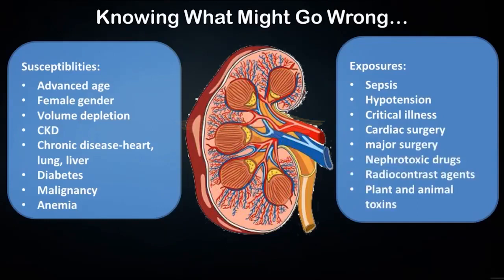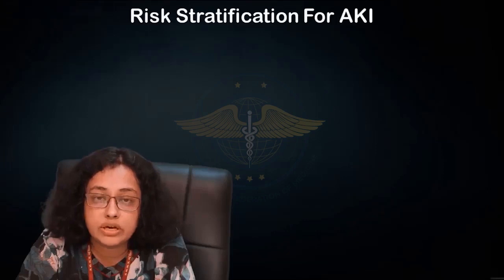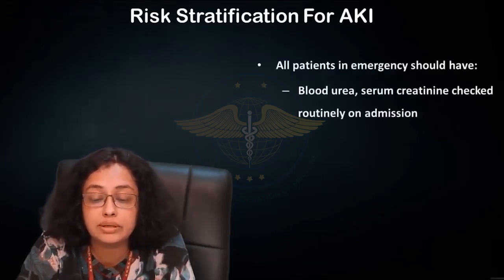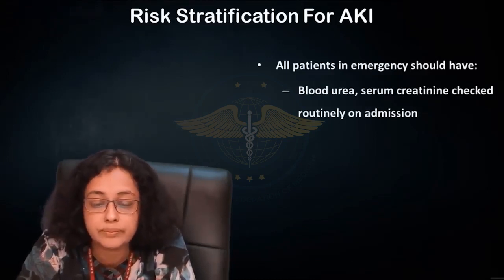So knowing what might go wrong, knowing these susceptibilities and exposures and looking for them proactively in any patient reduces the chances and severity of the complications. So when we talk of risk stratification for AKI, all patients in emergency should have a blood urea and serum creatinine checked routinely on admission, irrespective of the indication for admission.